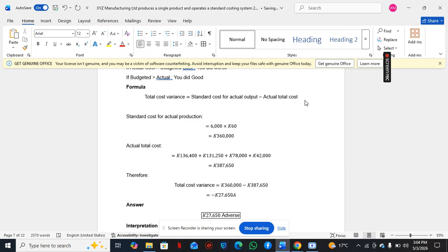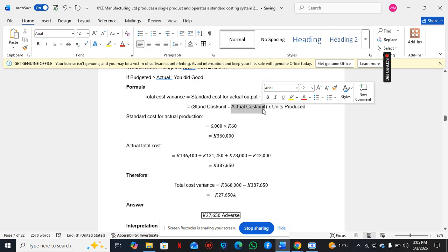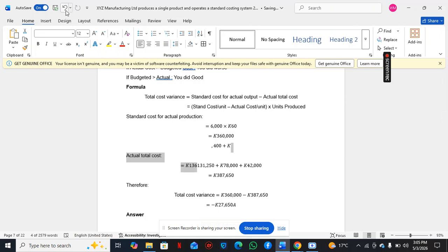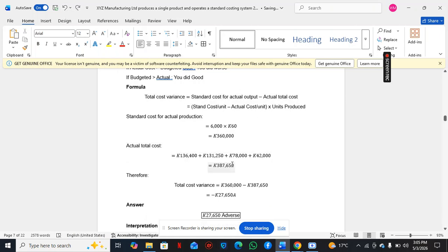Then there is another formula you should be aware of for total cost variance. It can also be broken down to this: standard cost per unit minus actual cost per unit, multiplied by units produced. That's in a situation where you can tabulate the actual cost per unit. Here we already got our actual total cost, so we didn't need to go extra and tabulate the cost per unit.